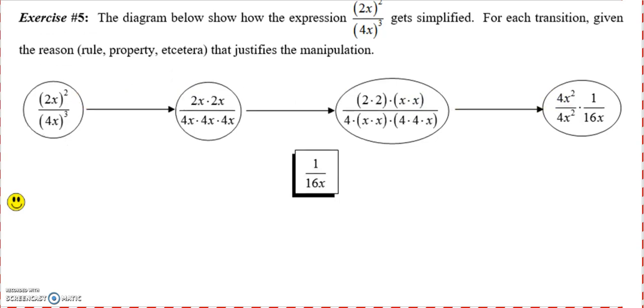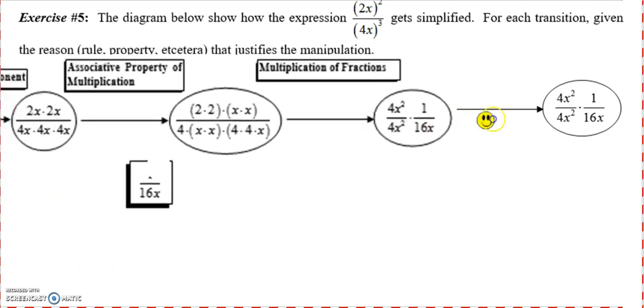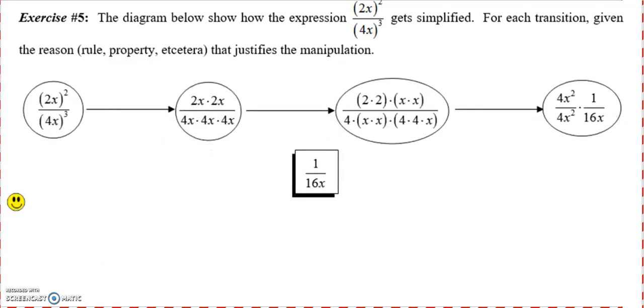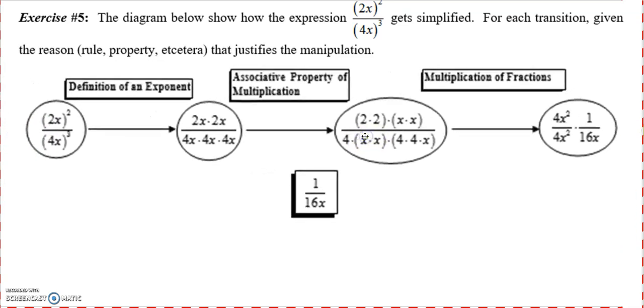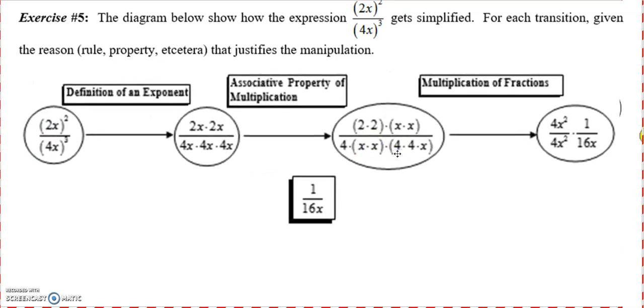All right, let's see how you did. These are the properties that you should have filled in. There we go. All right, so write those in, and that's it. And we'll give this some practice in class tomorrow.